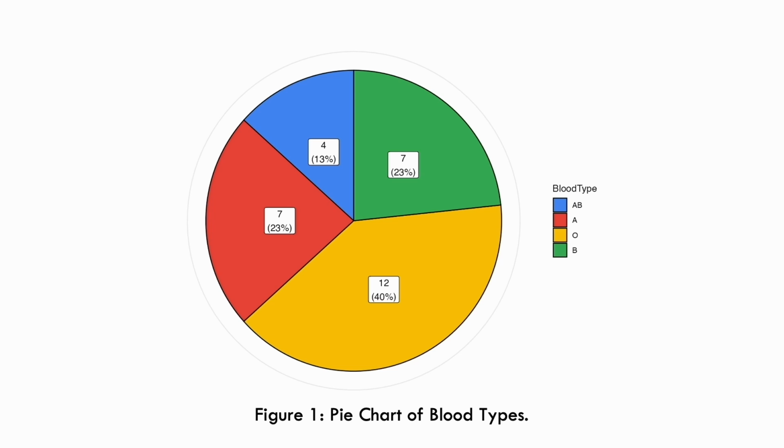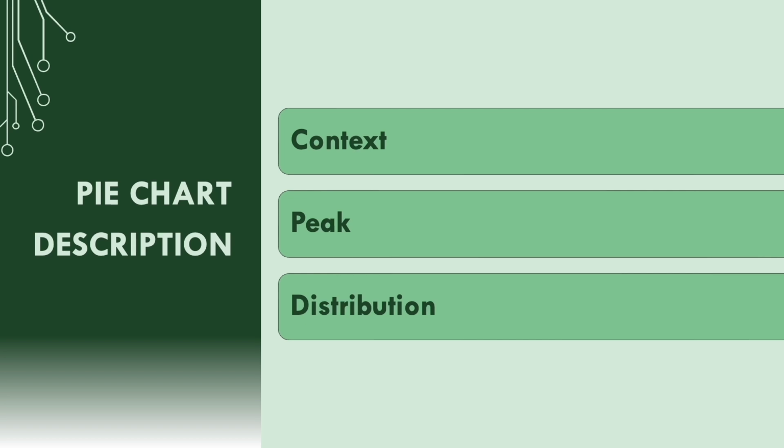But it is not enough that you know how to make a pie chart. You also need to know how to describe it. There are 3 things that you need to describe a pie chart. You need the context, the peak, and the distribution.